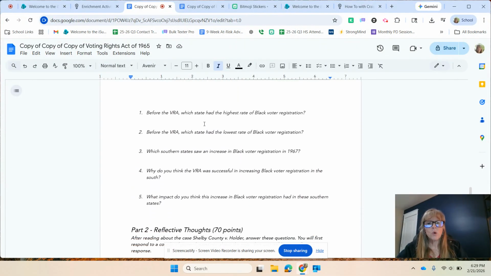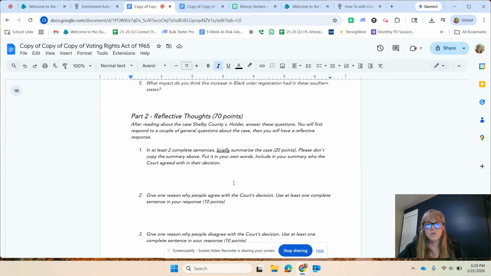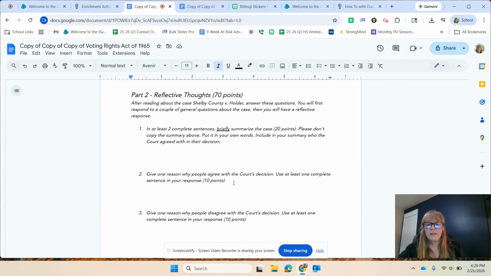You've got 5 questions here. Before the act, which state had the highest rate of Black voter registration, and which state had the lowest rate, and then which states saw an increase. You're going to get that from the green part of the chart, and so on and so forth. So you're going to answer these questions. That's 30 points.